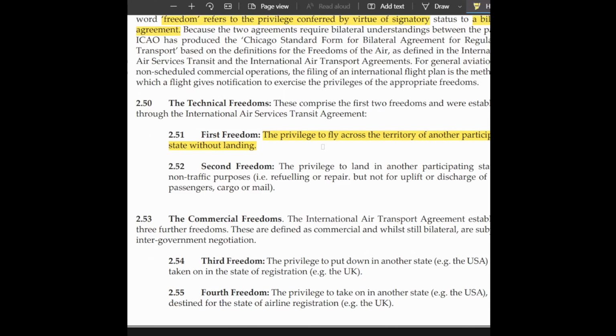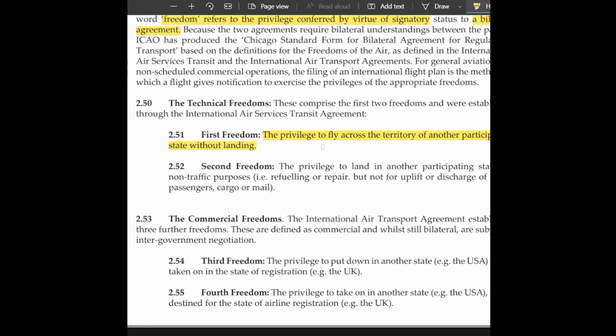So ICAO actually set up a couple of rules which are sort of understood. If you become a part of ICAO, you have to agree to those rules. It's like joining a club: there are certain rules that you automatically agree to, just one time. Those are called degrees of freedom.